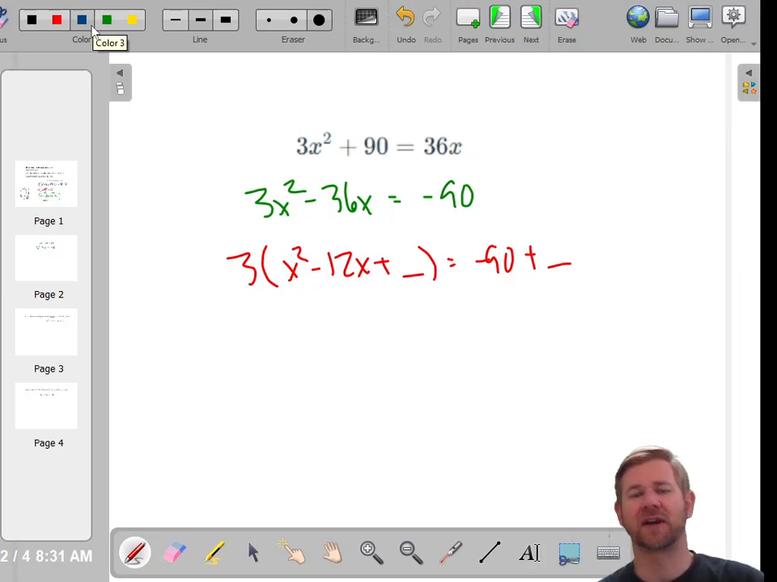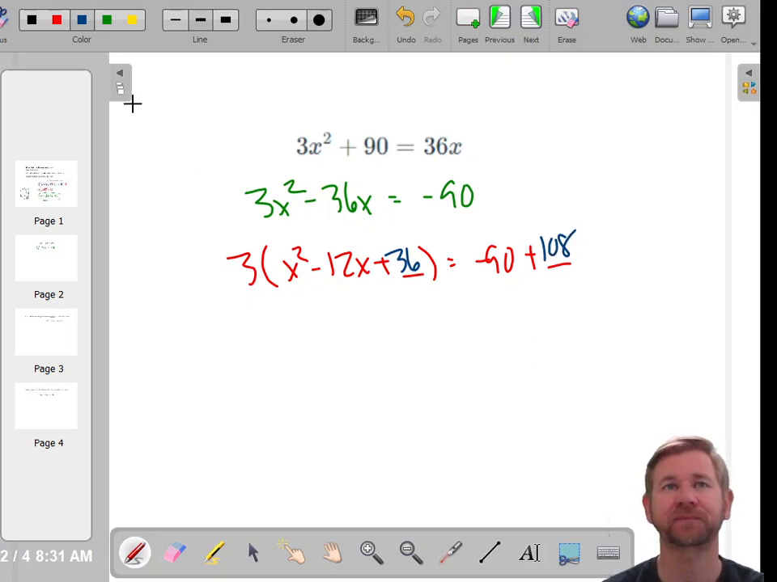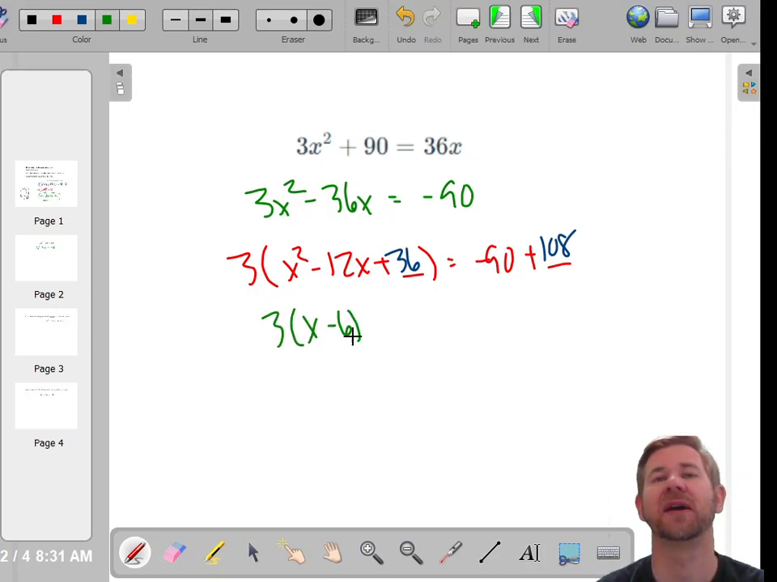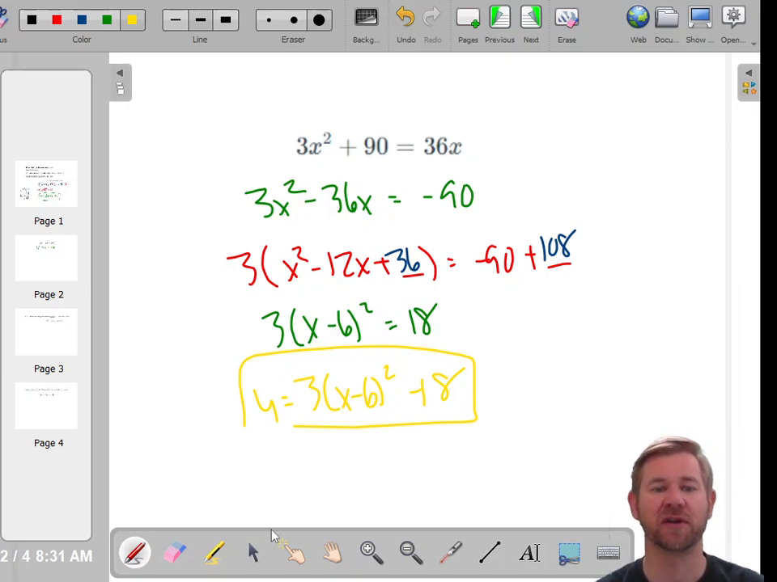So let's see, can we do this in our head? If you take 12, you cut it in half, you get 6, you square that, it's 36 on this side, but on the other side, that's 90 and 18, so 108. The reason it's 108 is because it's 3 times 36. So when I factor, 3 times x minus 6 squared equals 18, and then when you move everything back over, 3 times x minus 6 squared minus 18. That could be considered vertex form if we have a little bit better notation.